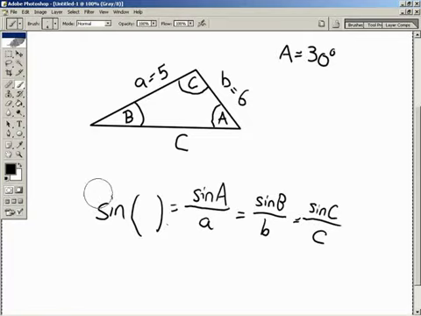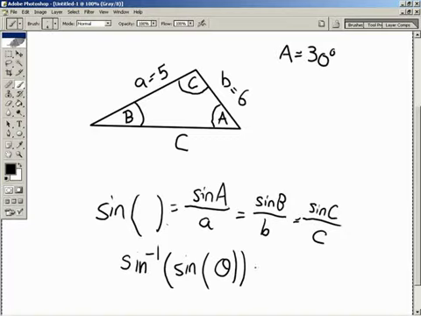Oh, wait, I said there were two things, didn't I? Well, the other important thing is really simple. Sine inverse, also known as arcsine, of sine of an angle, I'll put a theta, in triangles will be equal to theta. Okay. So there you go. Keep these two things in mind.